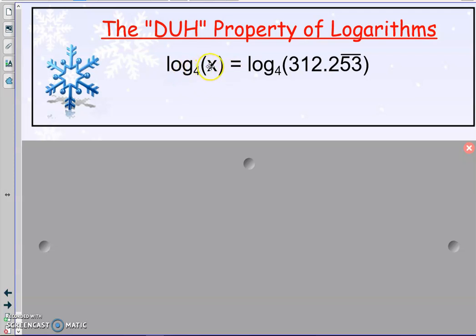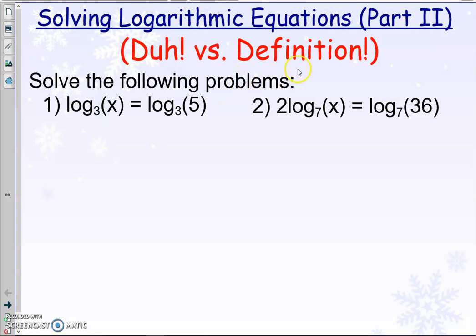If log base 4 of this is equal to log base 4 of that, then doesn't it just make sense that this is going to have to equal that? And again, in math, we call that the one-to-one property of a logarithmic function, but I just call it duh. Of course it's true. So some of the problems we have today are problems that we can use this whole concept of duh on.